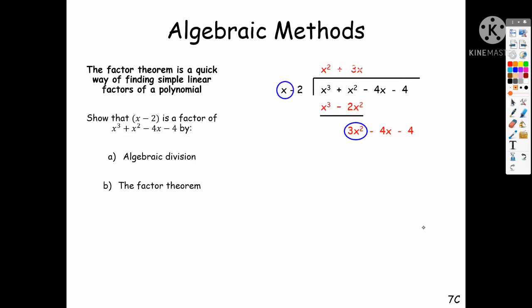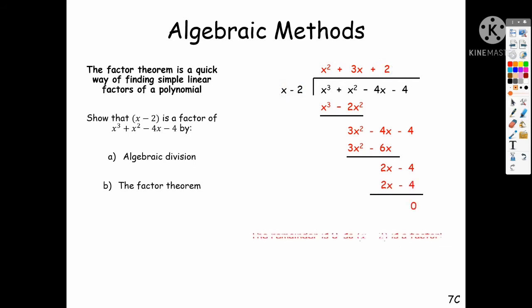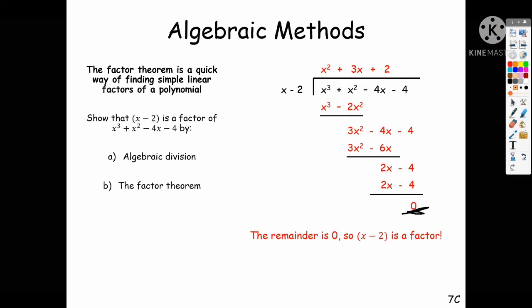I'm going to show you this method. Hopefully you got the same answer as me when I did this. And we should be getting that. Get zero, so we've got no remainder. The remainder is zero, so x minus 2 is a factor. Nice and easy.